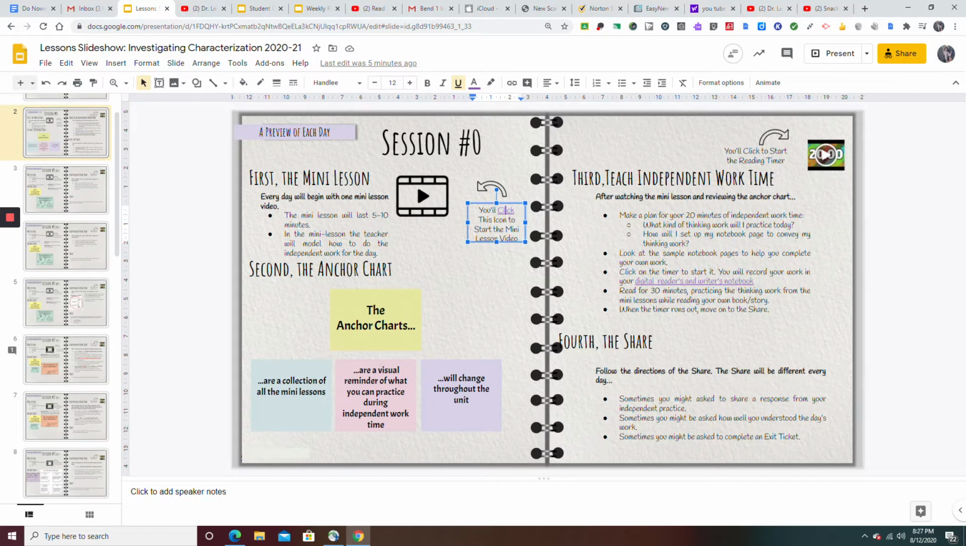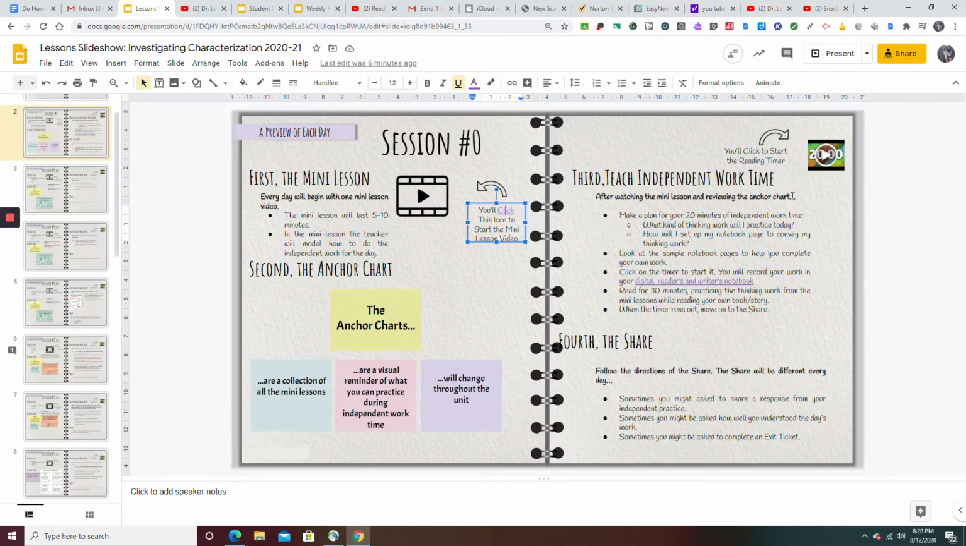And so fourth, the share. It could look different daily. Sometimes you might be asked to share a response from your independent practice. Sometimes you might be asked to share with the whole class. Sometimes you might be asked how well you understood the day's work. Sometimes you may be asked to complete an exit ticket. So it really is going to look different on certain dates.